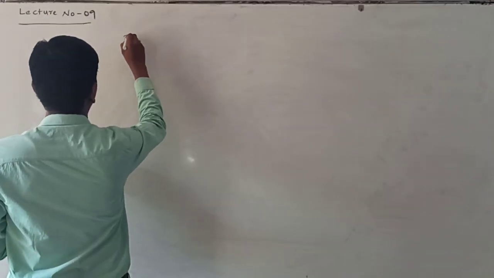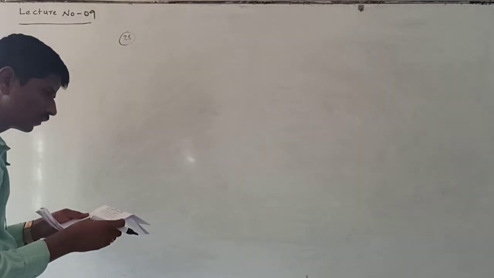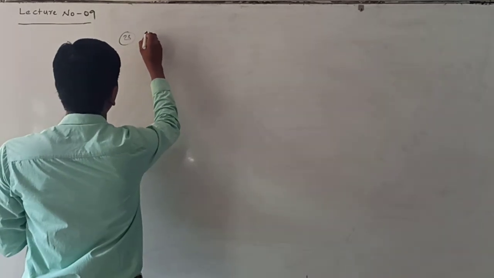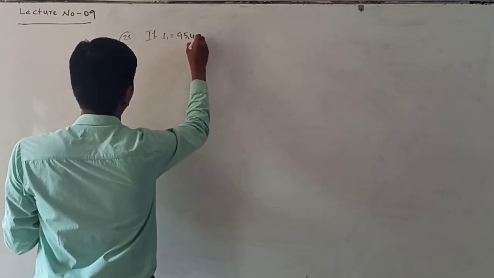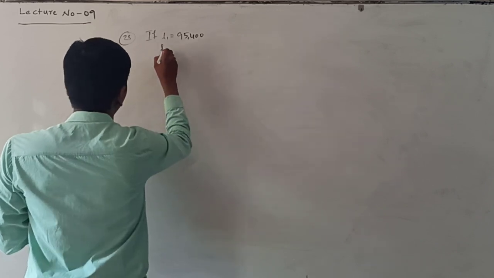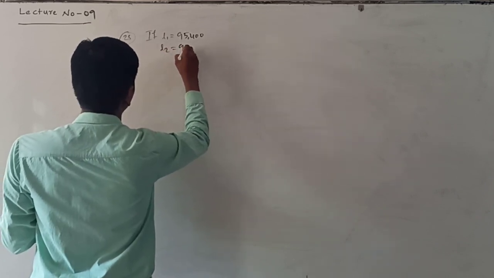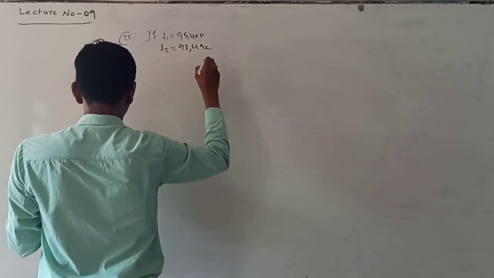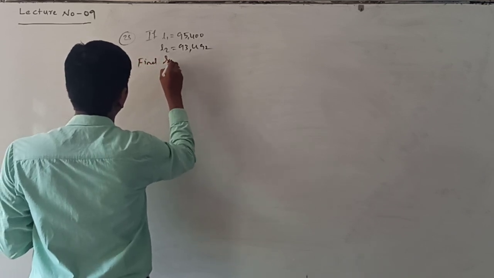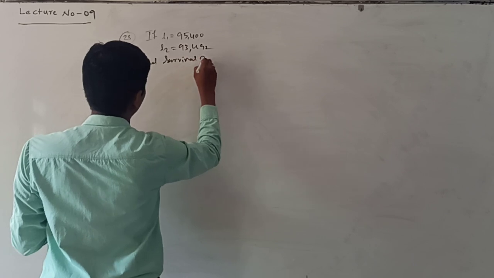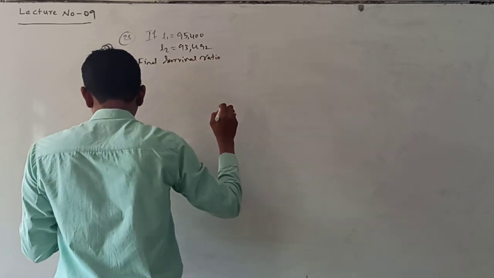Problem number 28. In a life table, if L1 is 95,400 and L2 is 93,492, then find the survival ratio and mortality ratio.